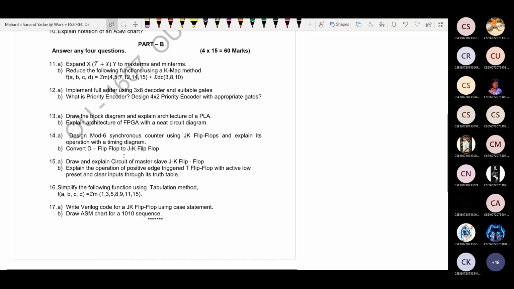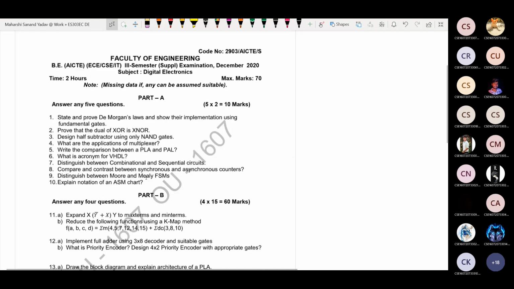I'll do it now. And coming to the short, distinguish between combinational and sequential circuit. We completed this one. And compare and contrast between synchronous and asynchronous. Can anyone tell me the differences? What is synchronous and what is asynchronous?